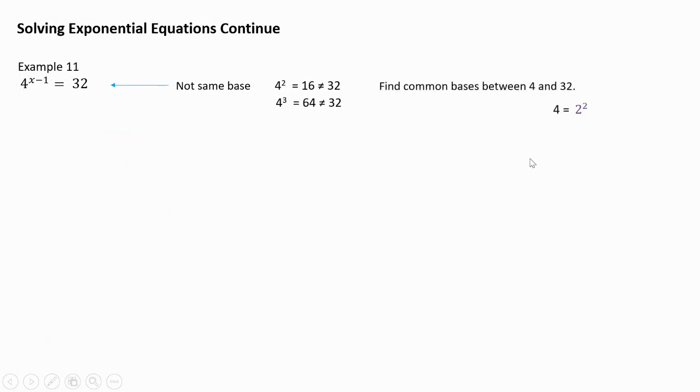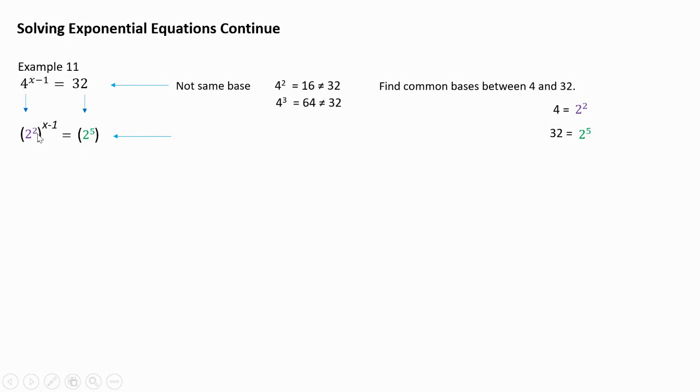I know that 4 is equal to 2 squared. And I know 32 is equal to 2 to the 5th power. So as before, I'm going to substitute 2 squared for 4. And then we just bring down the x minus 1. And I'm going to substitute 2 to the 5th power for 32.